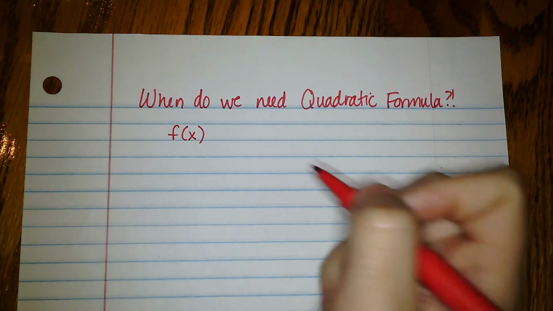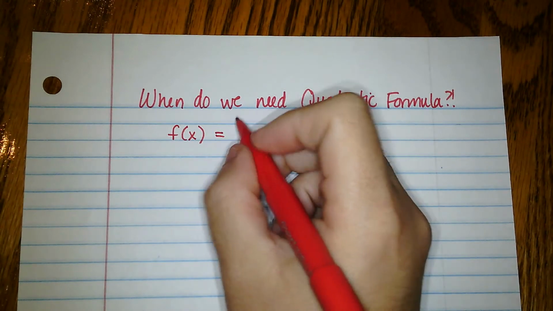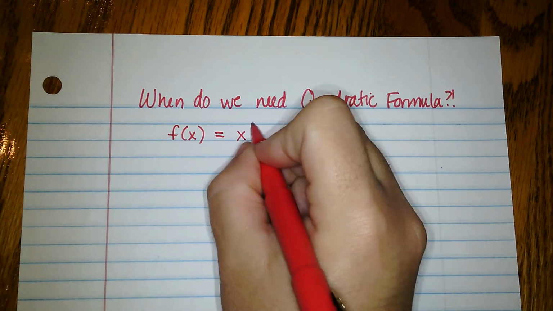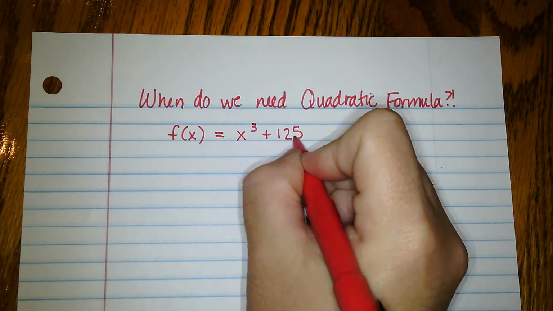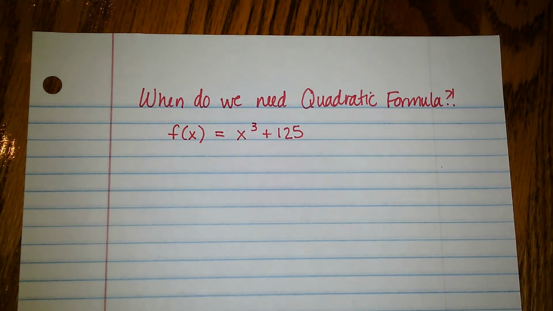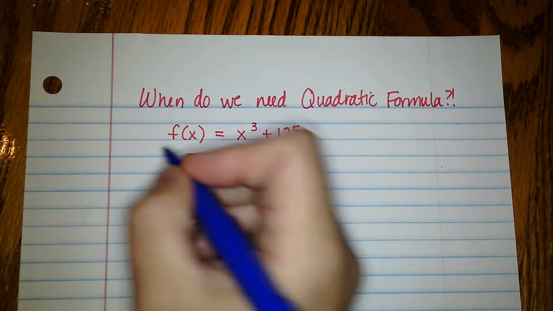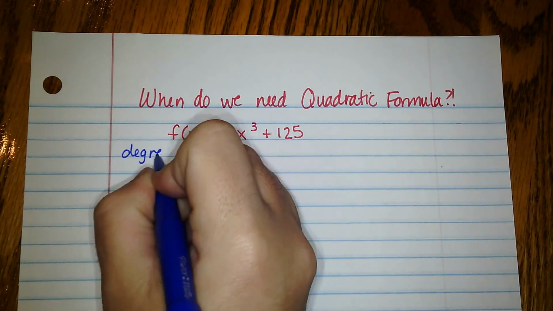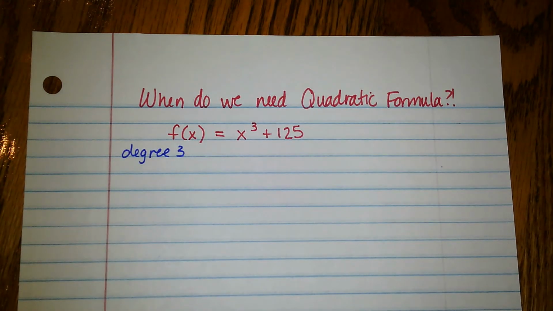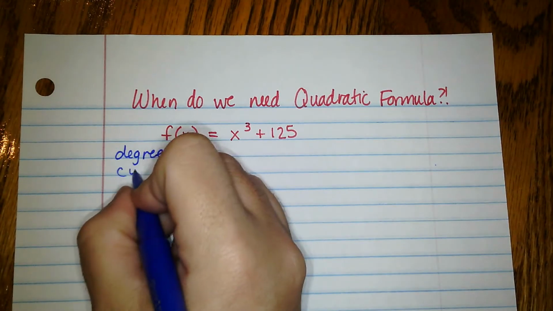The first question that we're going to do is f of x equals x to the third plus 125. We're going to be able to factor it, we'll have to use some quadratic formula, and we're going to sketch it. Speaking from a template standpoint, we begin by figuring out what kind of degree this is. This is a degree 3, because the highest exponent is a third, and that means it's a cubic.